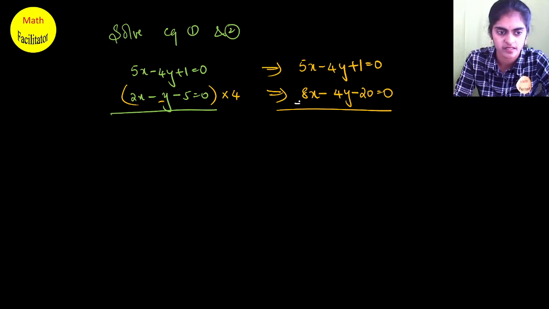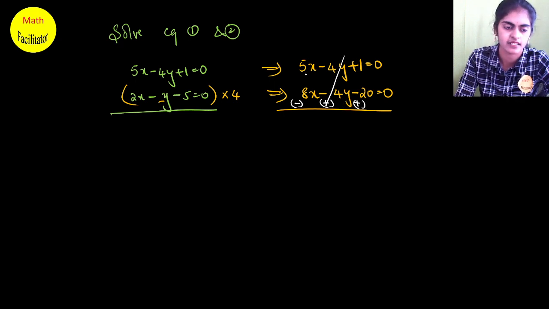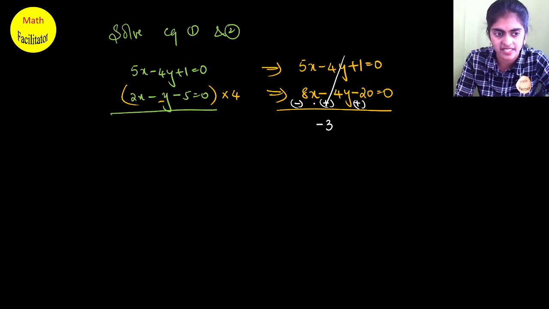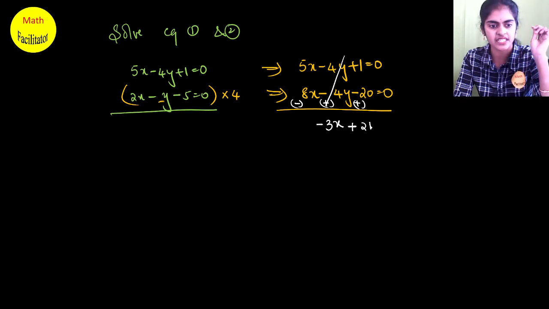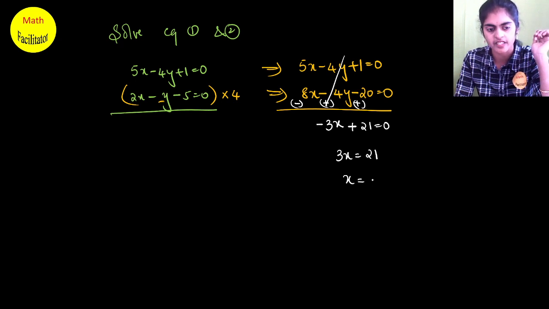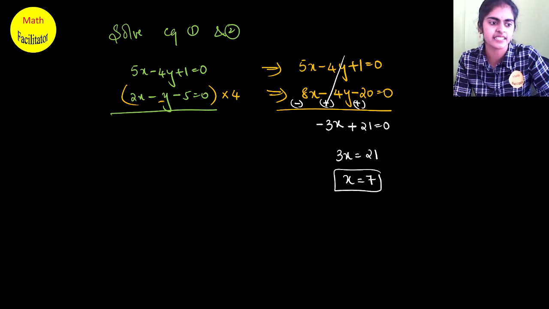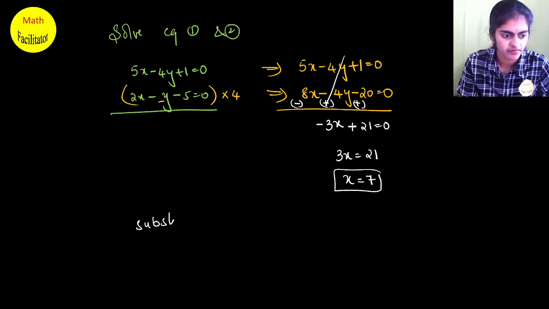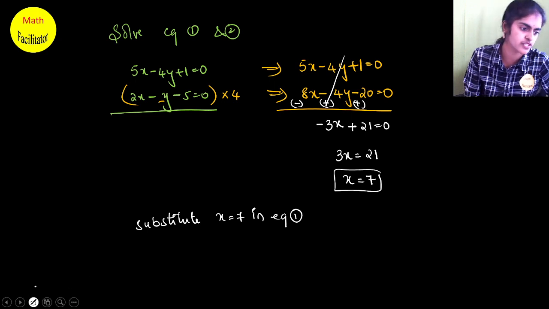I need to subtract, because minus 4y plus 4y gets cancelled. So 5x minus 8x is minus 3x, and 1 plus 20 is 21 equal to 0. Or I have 3x is equal to 21, or x will be equal to 21 divided by 3, which is 7. Till here is it clear, everyone? Okay, I got x. Now substitute. When you got x, you will substitute x equal to 7 in any one equation. Okay, so what do you get if you are substituting x equals to 7 here?